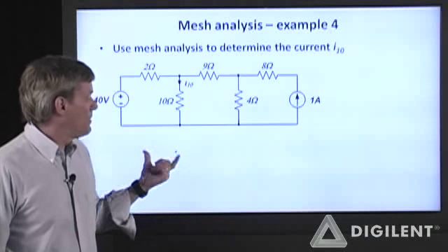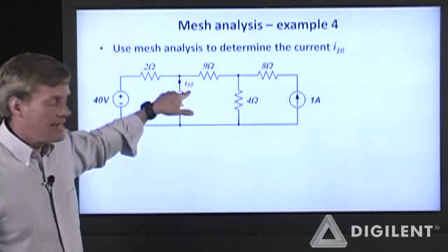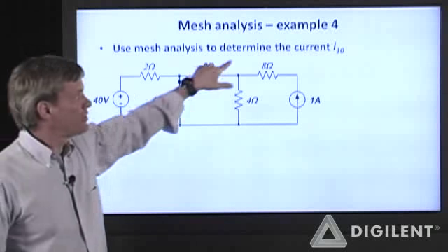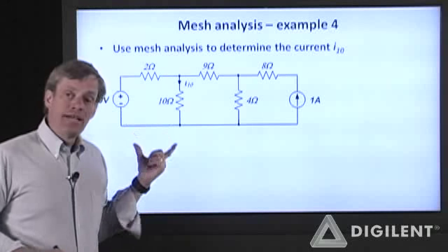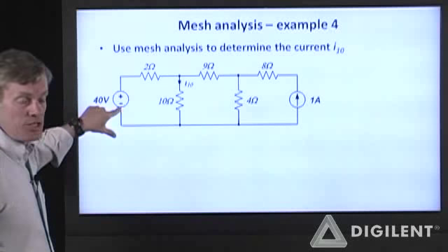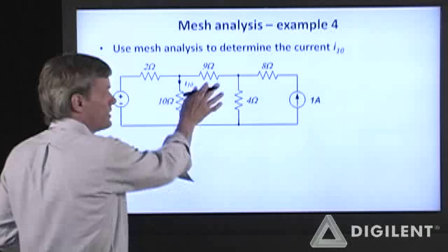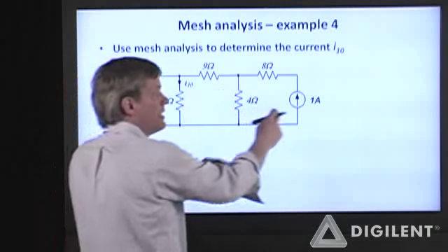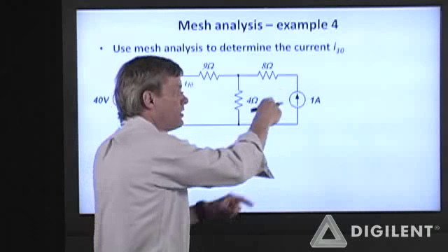One last example on mesh analysis. We're going to determine the current I10 through this 10 ohm resistor using mesh analysis. First thing I need to do is identify my mesh loops. Killing this source creates a short circuit, so this is an enclosed area. There are no sources in this loop. This is an enclosed area. Killing this source opens this up. This is not an enclosed area.